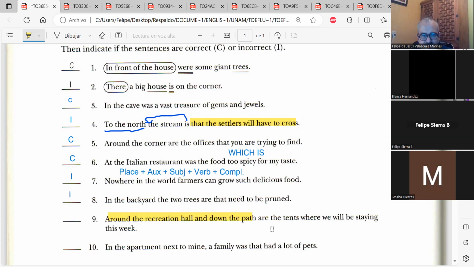And I was confused. That's why we say subject. Okay, this is the place, verb, and subject. And this is a subordinate clause. Okay, so Blanca, it is correct.